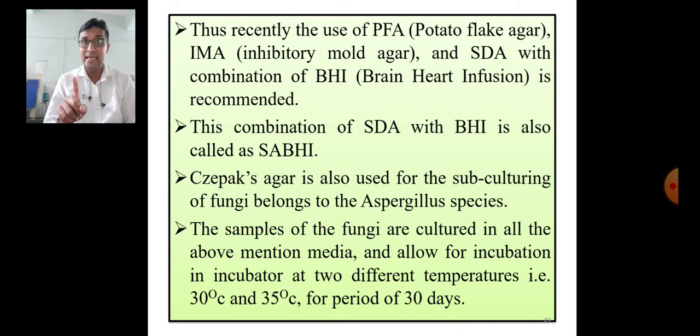First one is the SDA, Sabouraud's dextrose agar media, but it is not used recently nowadays. Second one is PFA, that is the potato flake agar media. Third one is IMA, inhibitory mold agar media, and the fourth one is a combination of SDA and BHI, brain heart infusion. The combination of SDA and BHI is the fourth type of the culture media which we are recently using in order to allow the growth and cultivation of fungi.